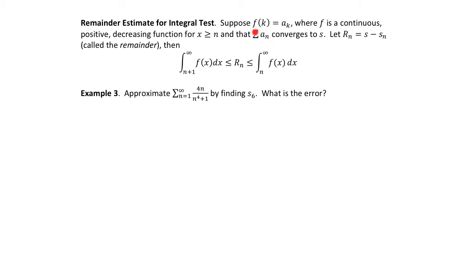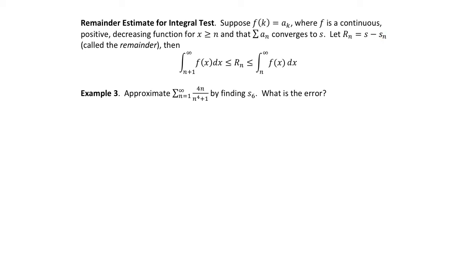And the series converges to some number s. Now, we don't know what s is. Most of the time, we don't know what s is. We're going to introduce a little new creature called the remainder. R sub n is whatever the true value of the series is minus the nth partial sum.